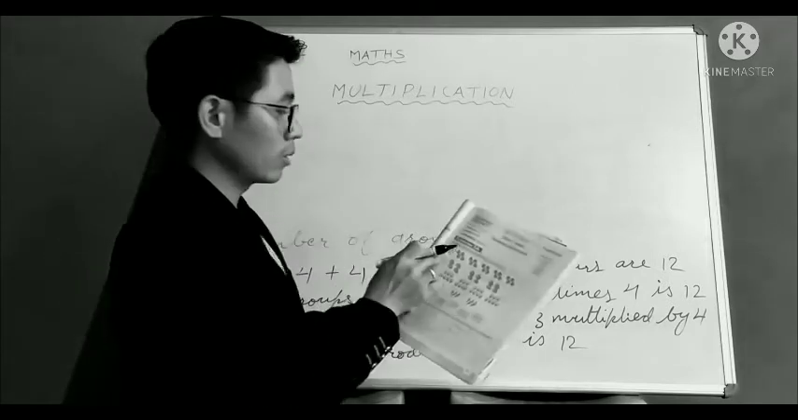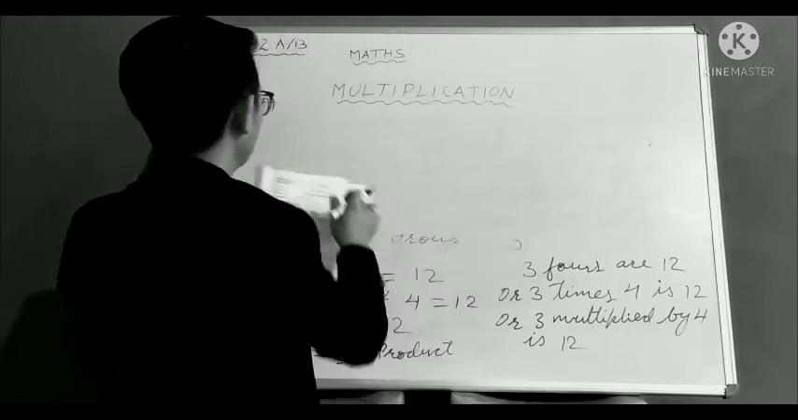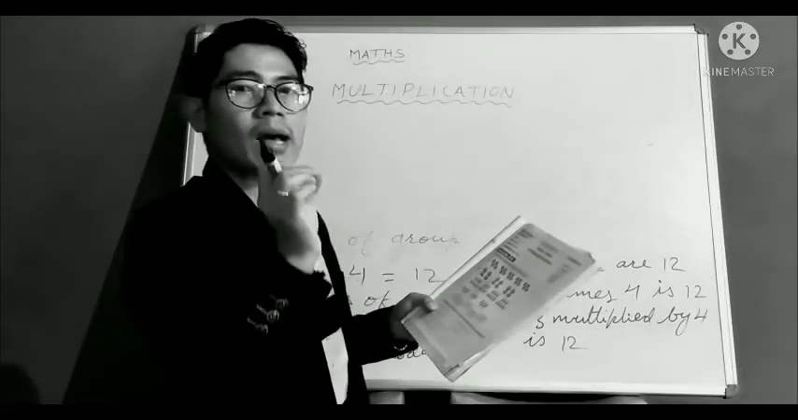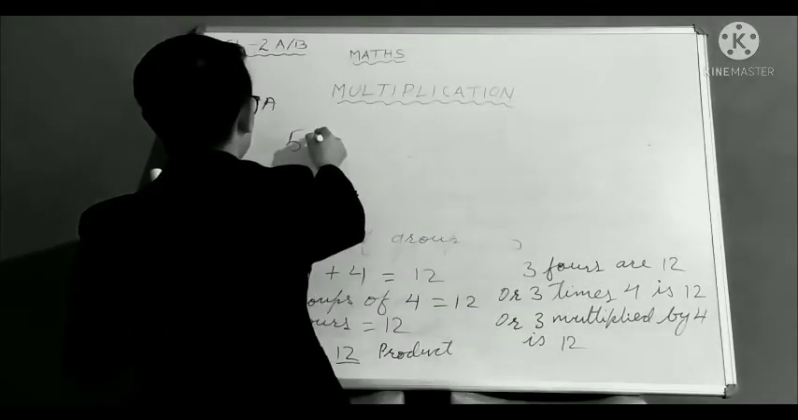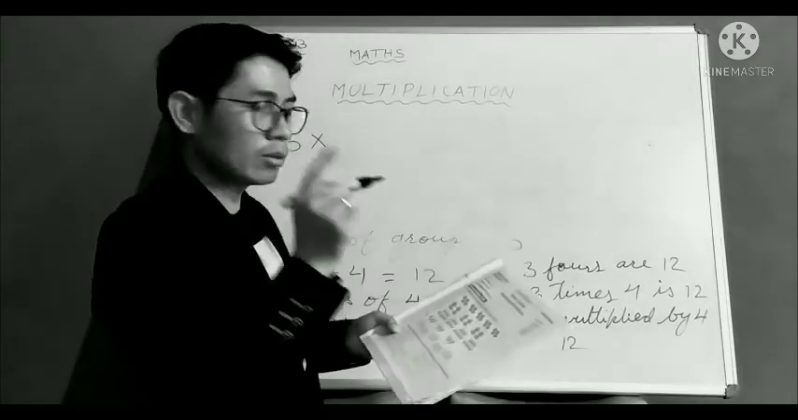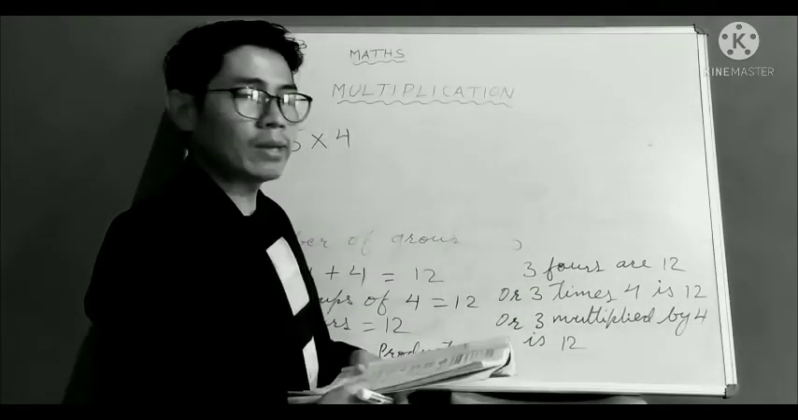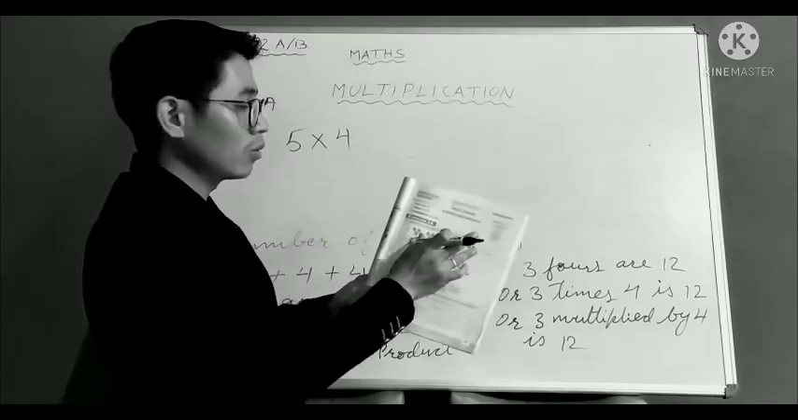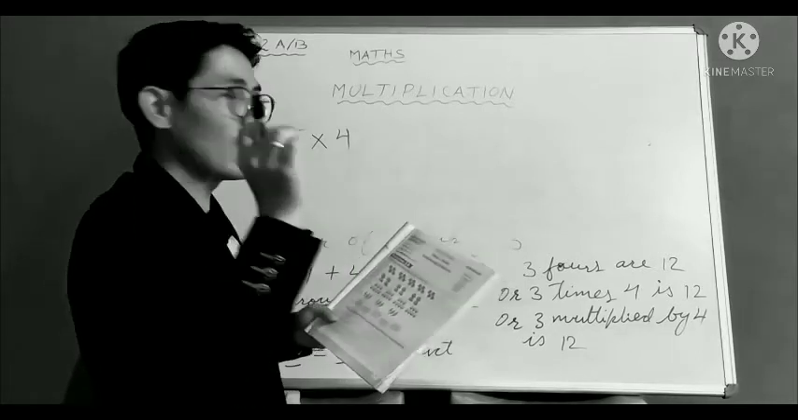First count the number of groups. Let us count 1 2 3 4 5. So number of groups is 5, and number of apples in each group, one group: how many are there? 1 2 3 4. Only in one group there are 4 apples. So write just 4. Very easy.